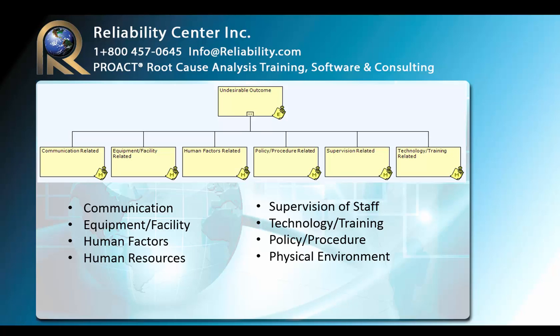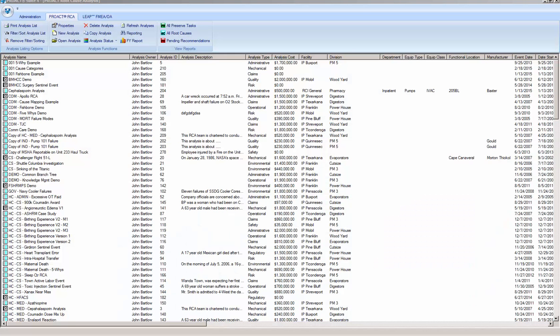Now that we've looked at a few of these approaches to doing root cause analysis, let's take a look at the PROACT system and see how it can accommodate these approaches. Okay, now we are in the PROACT suite for doing RCA, and we're looking at a listing here where each of these line items represents a complete RCA in my database.